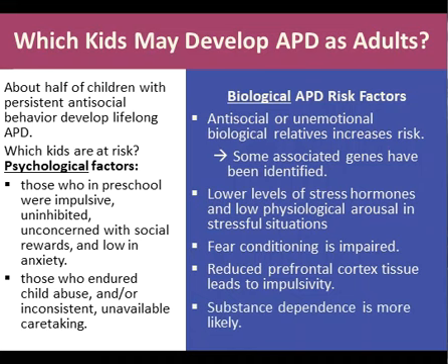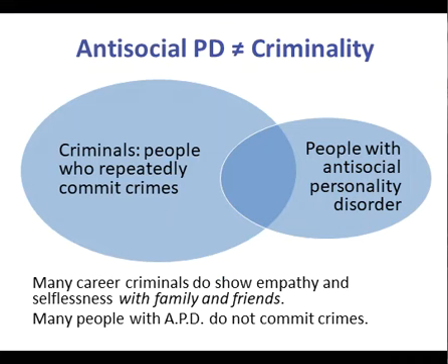Substance dependence is more likely. So oftentimes people tend to try to equate antisocial personality disorders with criminality, meaning they are criminals. This is not necessarily the case. So here we see this diagram where we have the overlap between criminals, people who repeatedly commit crimes, and people with antisocial personality disorder. There is indeed overlap, but not a great deal.